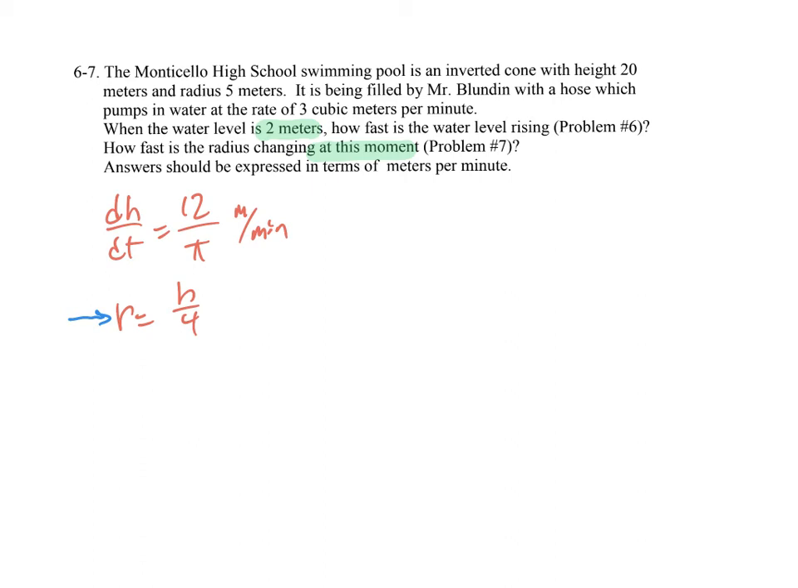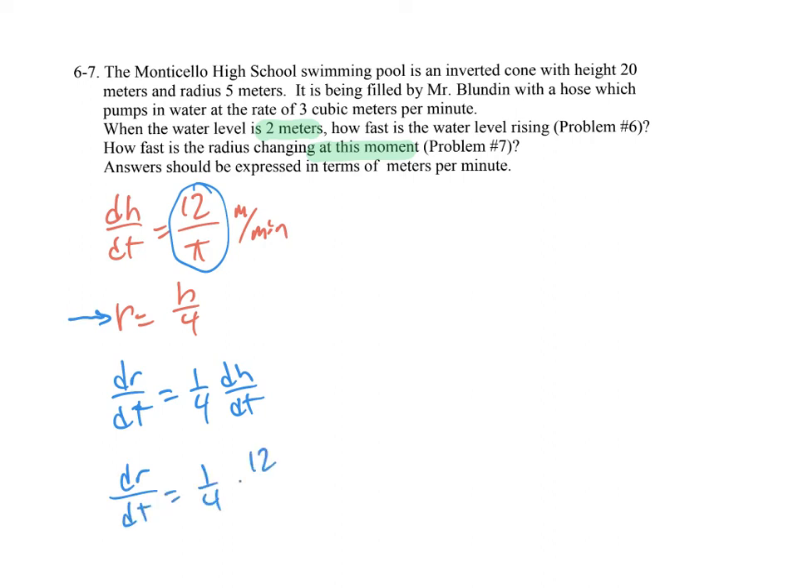So when I do the derivative of r, that's just a 1 dr dt. The derivative of h over 4 is 1/4 times dh over dt. And then since I know dh dt is 12 over pi, to figure out dr dt at the moment in question, I just do 1/4 times 12 over pi. And if I'm not mistaken, that is 3 over pi. And so my rate for the radius, dr dt, is just 3 over pi meters per minute. And we're done.